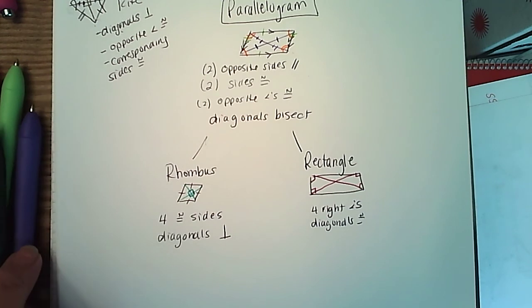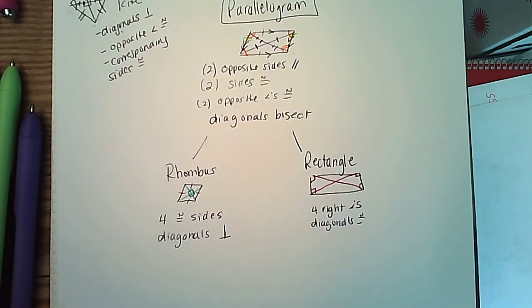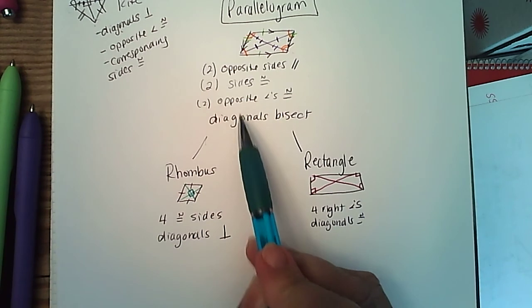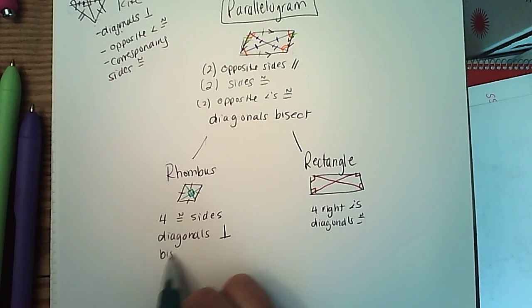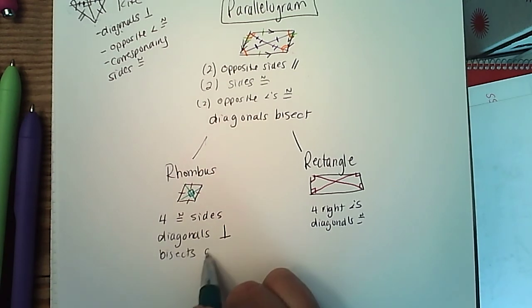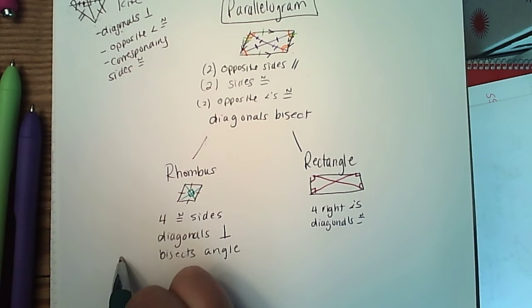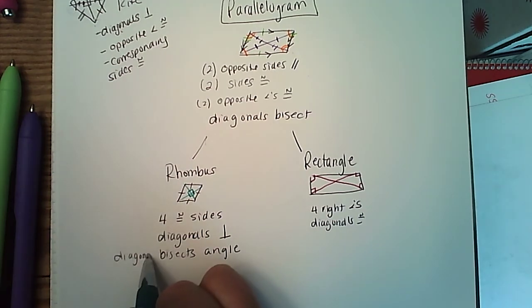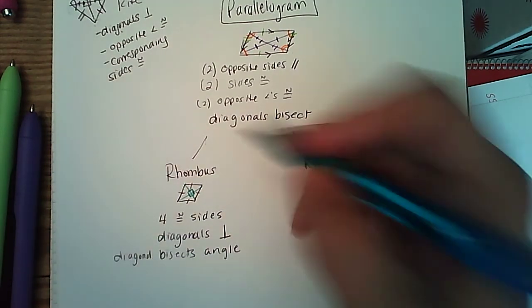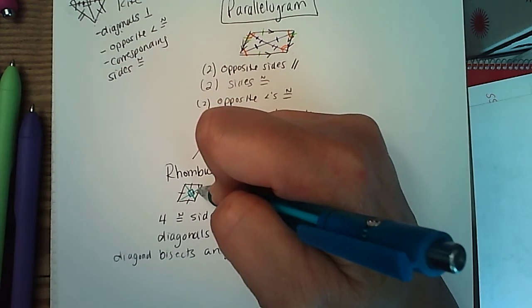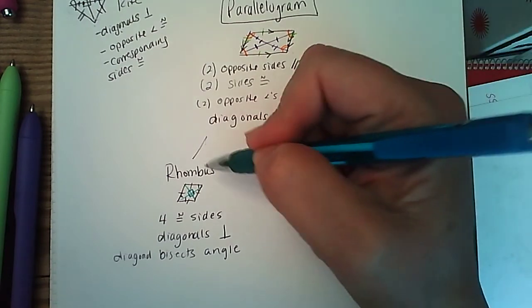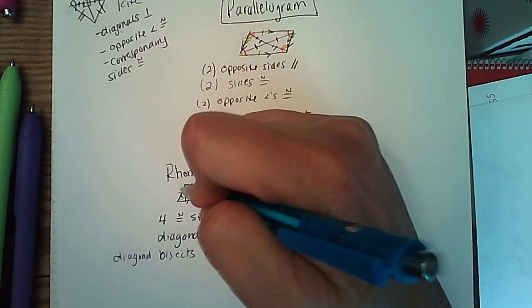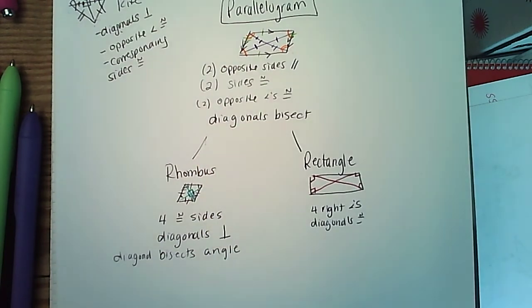It also has the unique aspect that we still have our opposite angles congruent, but now the diagonal bisects the angle. I'll put diagonal bisects angle. That makes more sense. The diagonal bisects the angle, which means when the diagonal comes across, this piece and this piece are congruent. This piece and this piece are congruent. On the other side, they're congruent to each other, not to the other ones. But again, because he's long and squatty, they're not equal to each other.